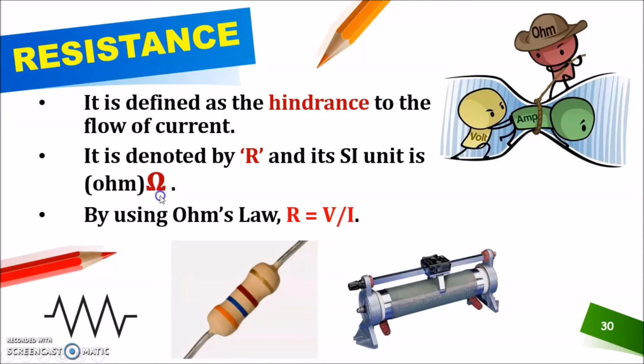Okay, and with the help of Ohm's law, we can write the formula for resistance, which is R equal to V by I. As we know that Ohm's law is V equal to IR. So if I put I on this side, I have to divide the potential by the current. Okay, so I'll get the formula R equal to V by I.